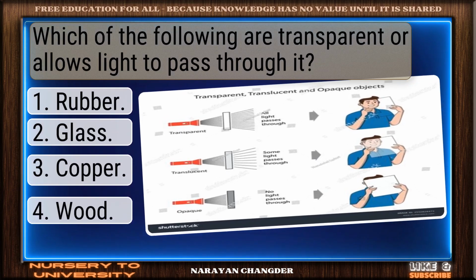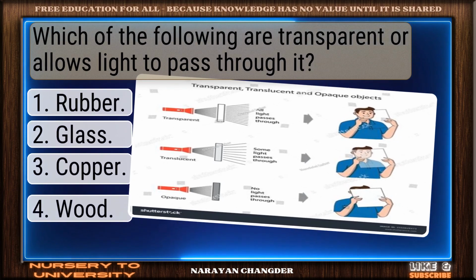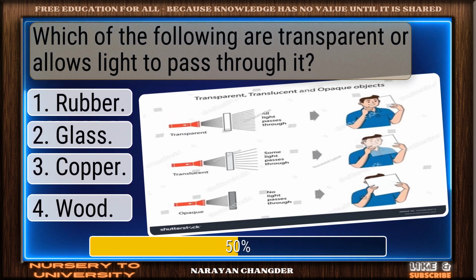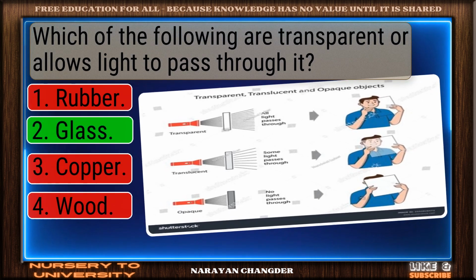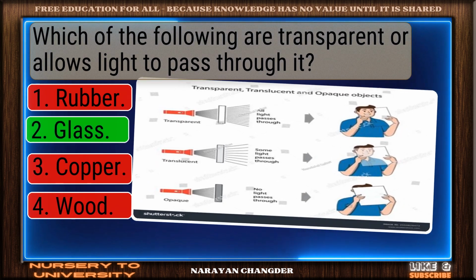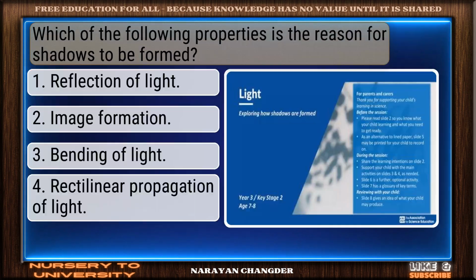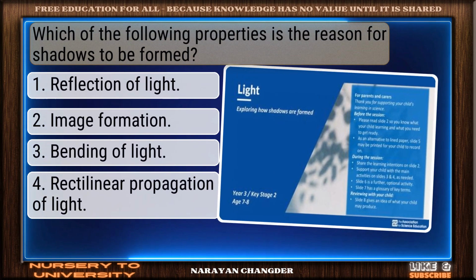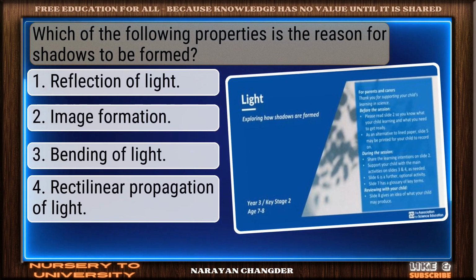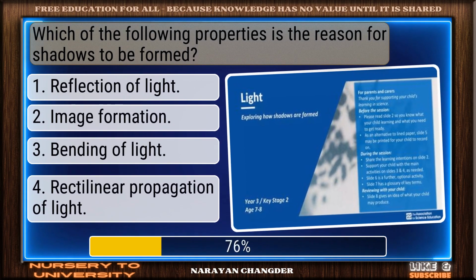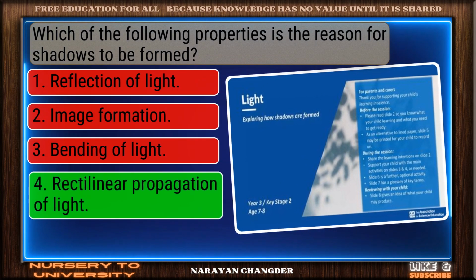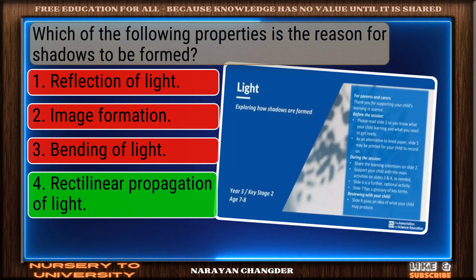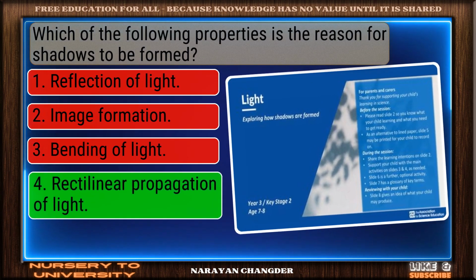Which of the following are transparent or allows light to pass through it? Clear logic. Your choice glass is sound and 100% true. Which of the following properties is the reason for shadows to be formed? Good job. Your answer, rectilinear propagation of light, works well here.